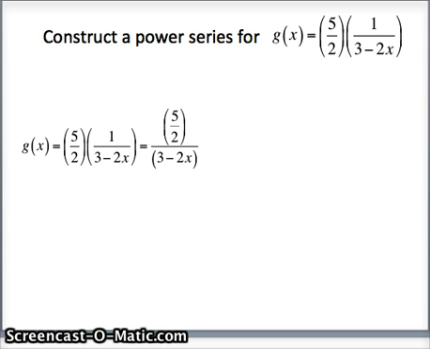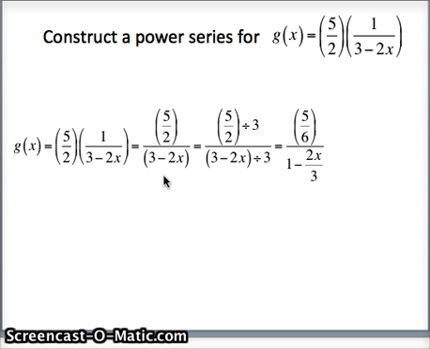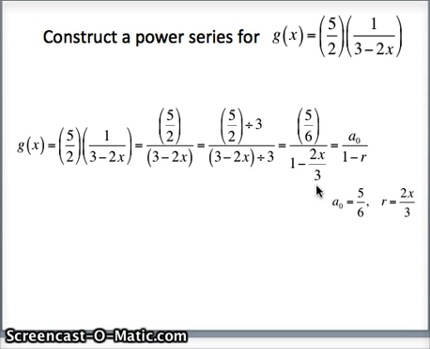We want this in a naught over 1 minus r form. Our problem is that 3. We'll need to divide the numerator and the denominator by 3 to turn that 3 into a 1. So 5 halves divided by 3 upstairs, 3 minus 2x divided by 3 downstairs. And we get 5/6 over 3 over 3, 1 minus 2x over 3. Our goal was to get this in a naught over 1 minus r form, which we have. So the a naught will be 5/6. The common ratio will be 2x over 3. We see that. Now once that's the case, we can construct a geometric series for g of x.